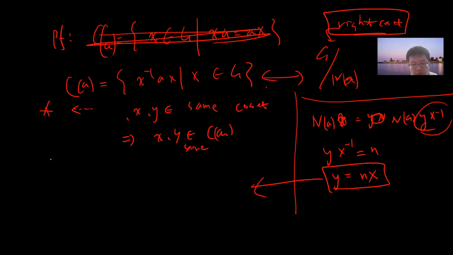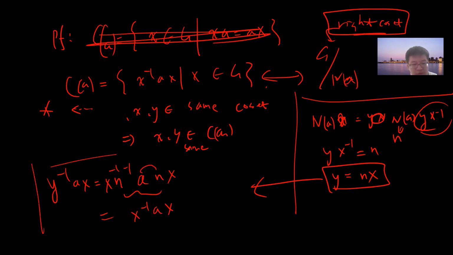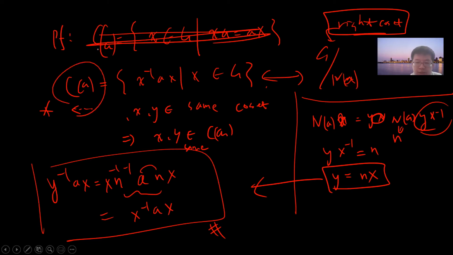From here, one can show that Y inverse A Y will be X inverse n inverse A n X. But n belongs to N of A, so n commutes with A, and I can cancel it. This becomes X inverse A X, because A commutes with n. So they belong to the same class in C_A.